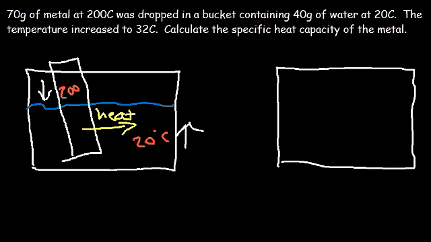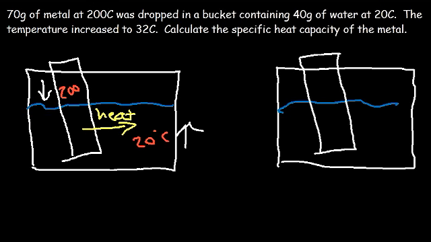Eventually, equilibrium will be established. Let me rephrase that. So the temperature of the metal is going to decrease and the temperature of the water is going to increase. At some point, at some temperature, these two will be the same. They're going to meet at some point. And that point is at 32 degrees Celsius.